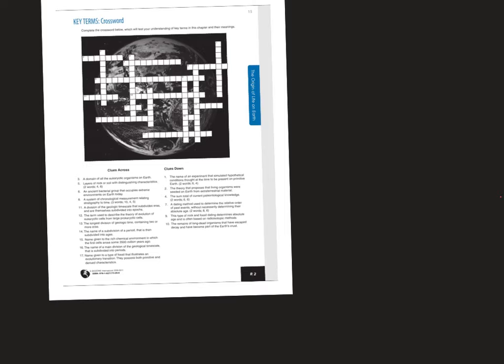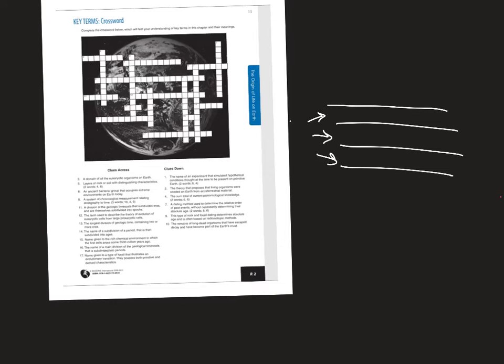So a system of chronological measurement relating to stratigraphy. What could that possibly be? So what is stratigraphy? That's looking at the strata, right? Looking at the layers. And then you're going to order this layer as either from oldest to youngest. What system would we call that? Again, use your resources and find out what that might be.